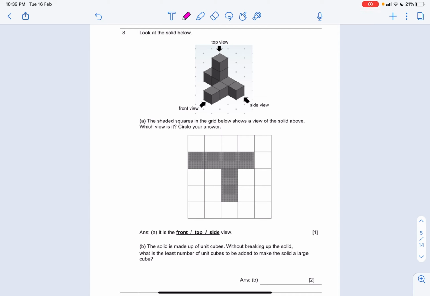For question 9, we have a solid and the shaded squares below. So which view is it? So this is actually the top view. Okay, so it is the top view.